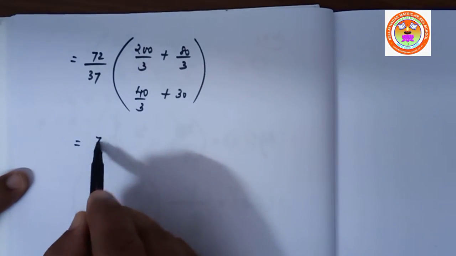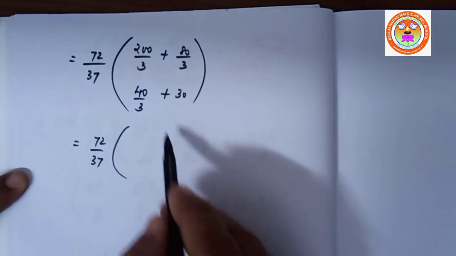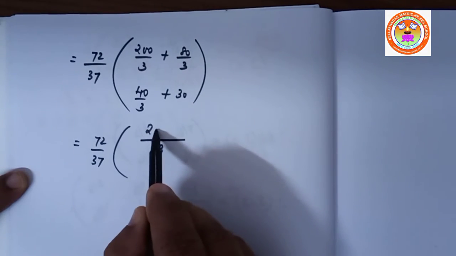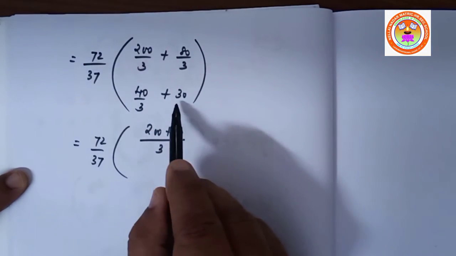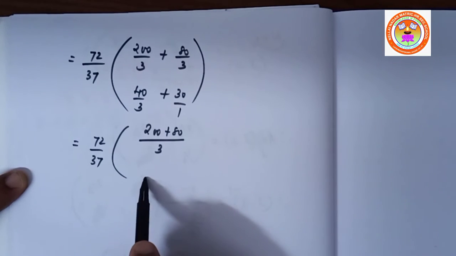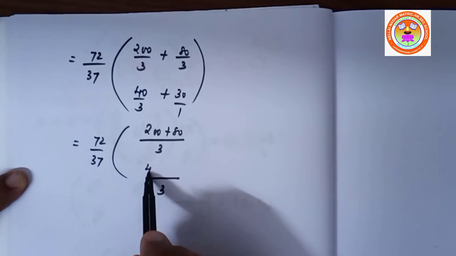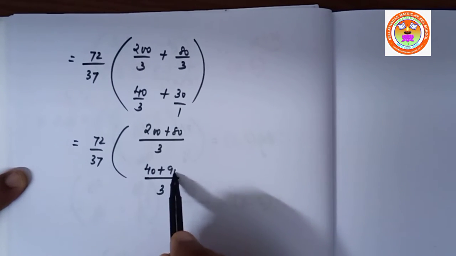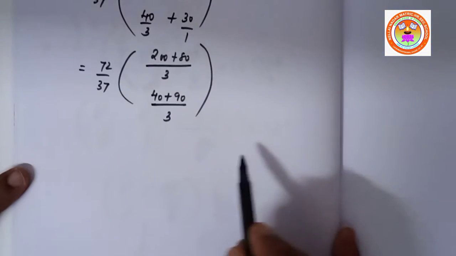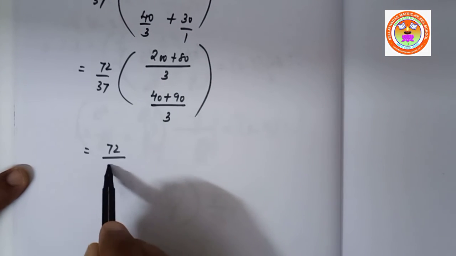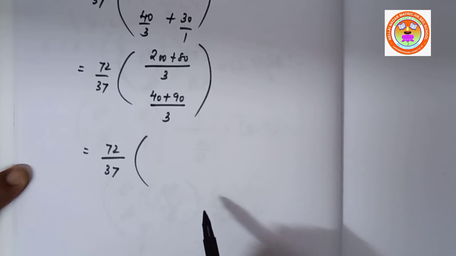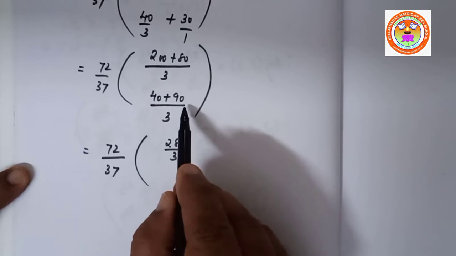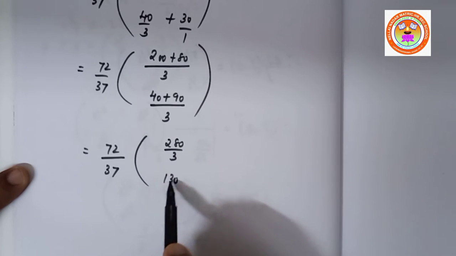That is equal to 72 by 37, as it is. Here both the denominators are same, so write 3. Then add the numerators 200 plus 80. Here you put 1 over here, 3 and 1, the LCM is 3 only. Here 1 into 40 is 40, and 3 into 30 is 90. That is equal to 72 divided by 37 into 200 plus 80, that is equal to 280 by 3. 40 plus 90, that is equal to 130 divided by 3.